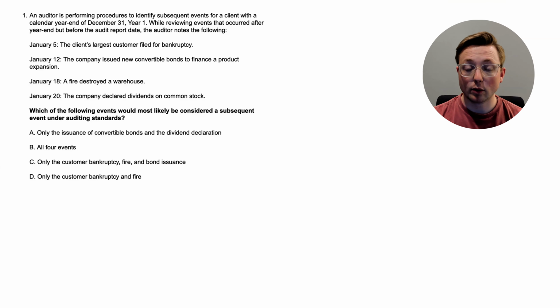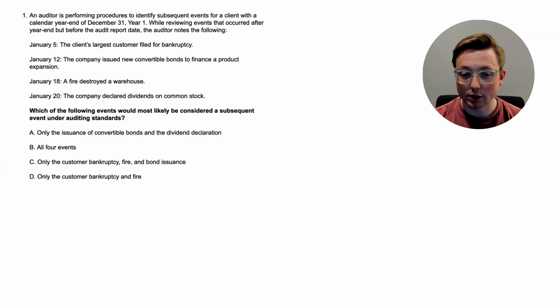An auditor is performing procedures to identify subsequent events for a client with a calendar year end of December 31st, year 1. While reviewing events that occurred after year end but before the audit report date, the auditor notes the following. January 5th, the client's largest customer filed for bankruptcy. January 12th, the company issued new convertible bonds to finance a product expansion. January 18th, a fire destroyed a warehouse. January 20th, the company declared dividends on common stock. So which of the following events would most likely be considered a subsequent event under auditing standards?